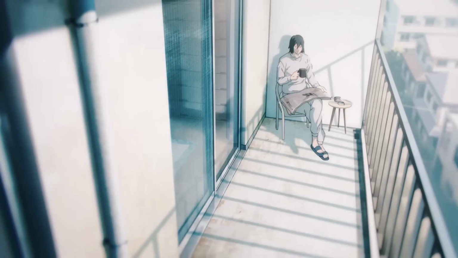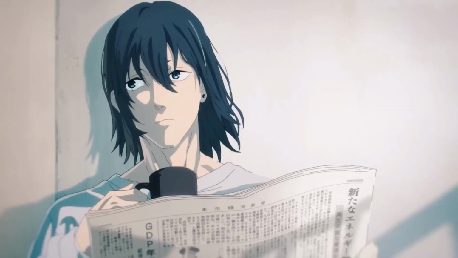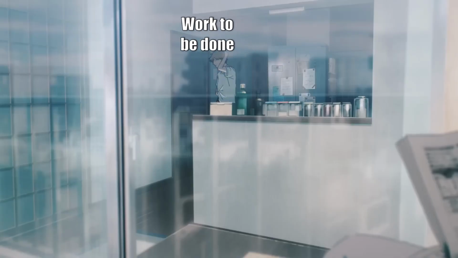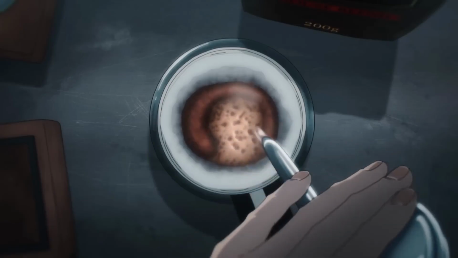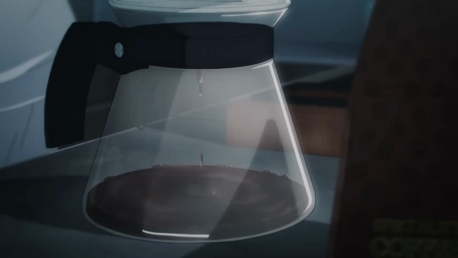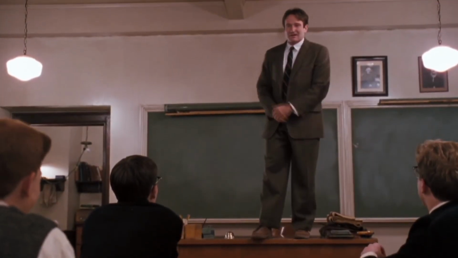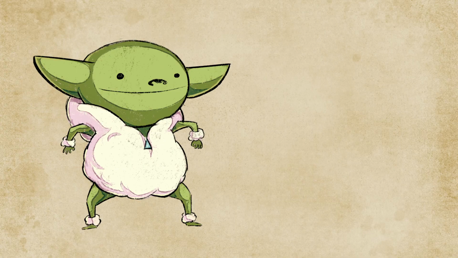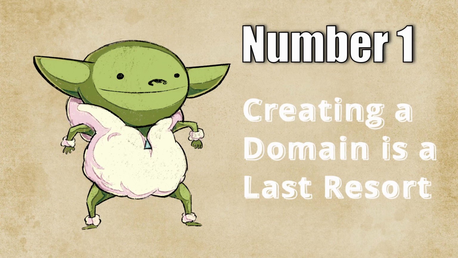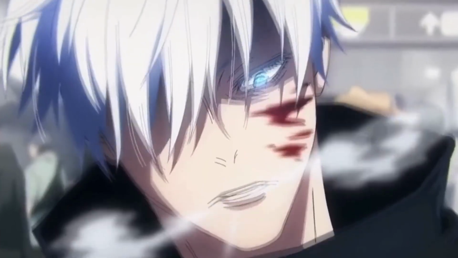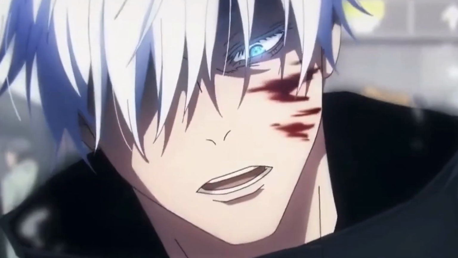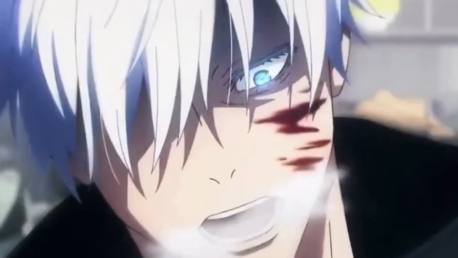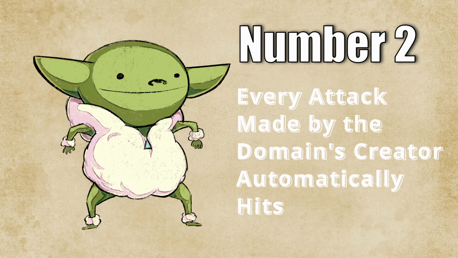And so, with all of that information covered, we now need to figure out how to create a set of rules that are not overly complicated, so we can easily implement them into our D&D games. But in order to do this, we need to make sure our domain expansion rules cover the following points. So, number one, creating a domain is typically a last resort, and doing so takes a large toll on the user and leaves them vulnerable. Secondly, every attack made by the domain's creator needs to automatically hit its target.